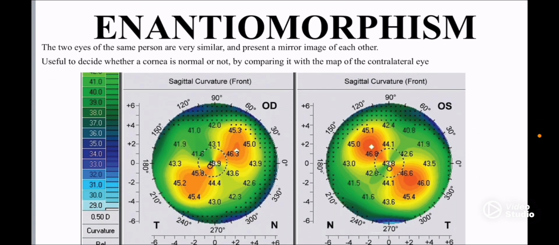There is a very important concept of enantiomorphism. What is enantiomorphism? Like we used to read in chemistry, there are enantiomers. They are mirror images. Similarly, with the cornea, the two eyes of the same person are very similar and present mirror images of each other. It is useful to decide whether the cornea is normal or not, by comparing it with the map of the contralateral eye. Now the sum of the angles between the two eyes must always be 180 degrees for it to be normal.